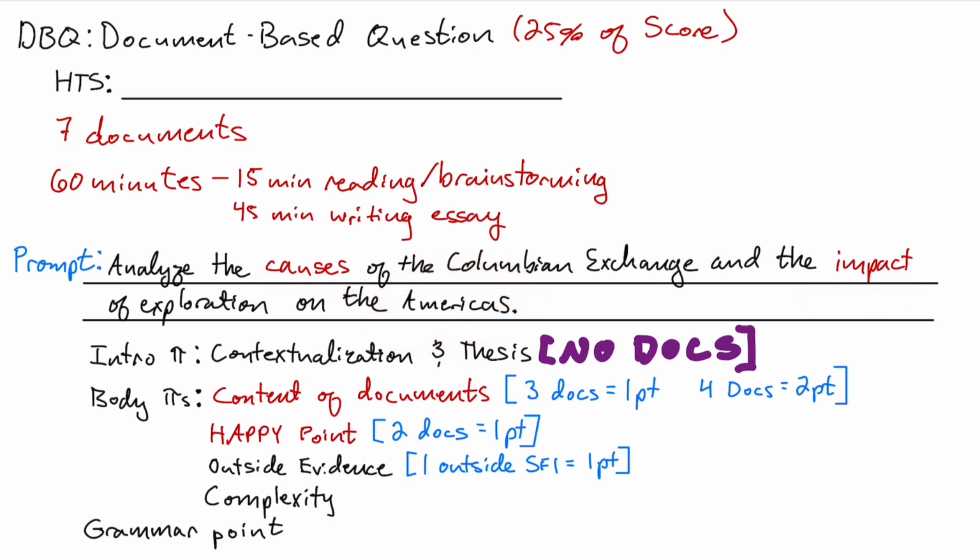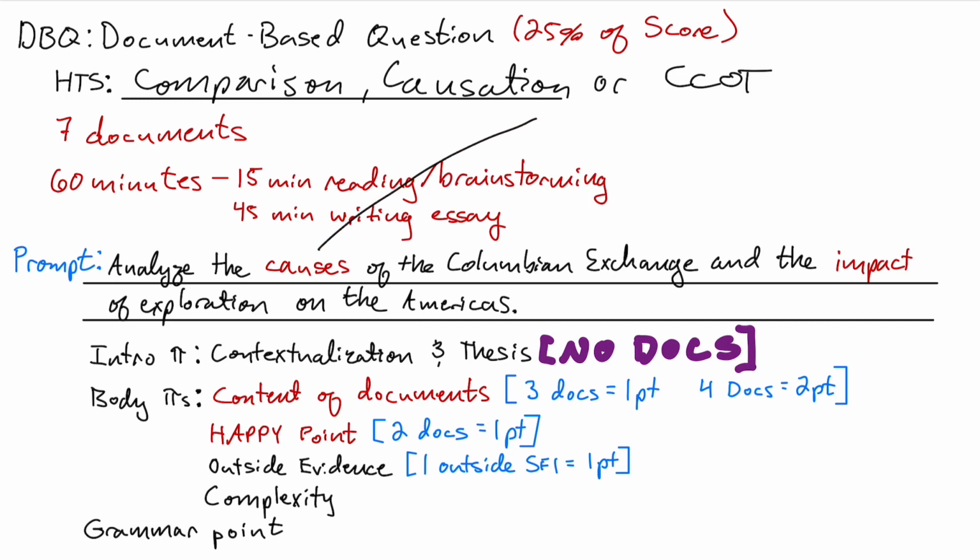Now, even without looking at the documents, we can list some causes of the age of exploration, and we can list some effects of the age of exploration on the Americas. So I might try categorizing before I even look at the documents. I might look at, say, economic causes. I might look at technological causes of the age of exploration in the New World.